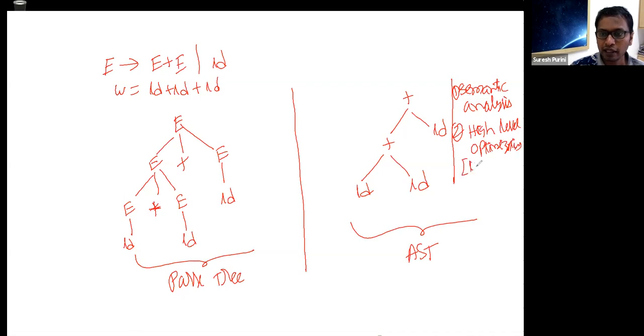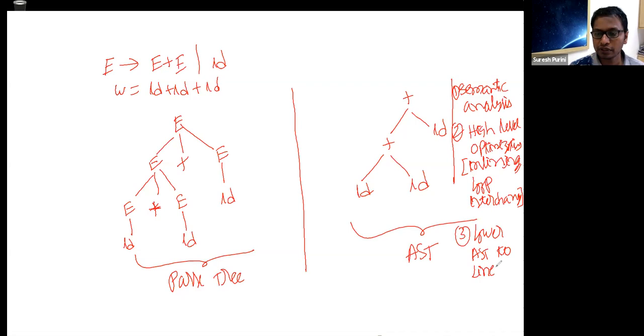Like maybe there is an optimization called function inlining. You can do inlining or loop interchange, things like that. Or you can lower the AST to a linear intermediate representation, which is closer to the target machine code. Or you can directly interpret the AST also. So there are many possibilities that are there once we have the AST available to us.